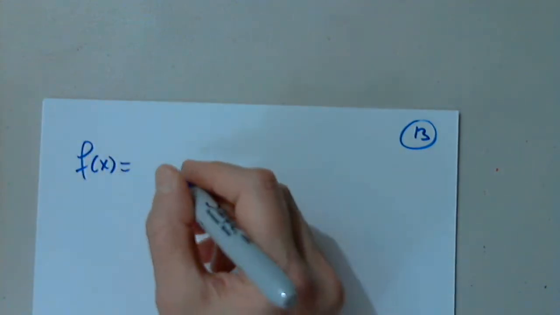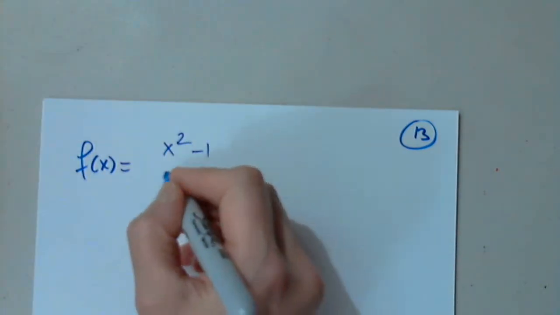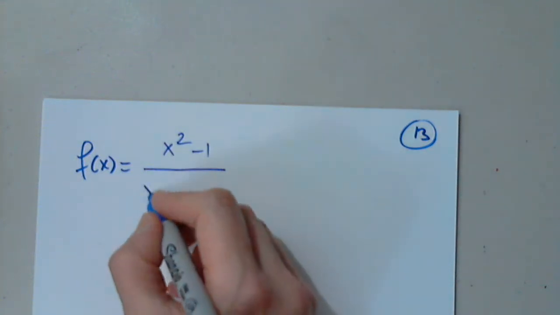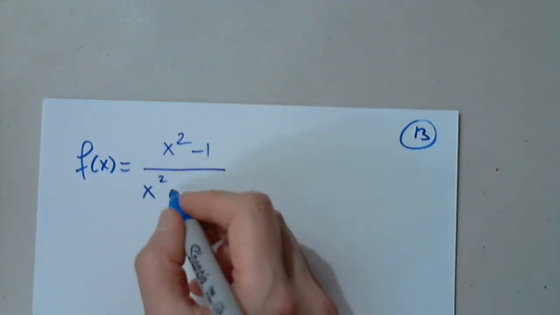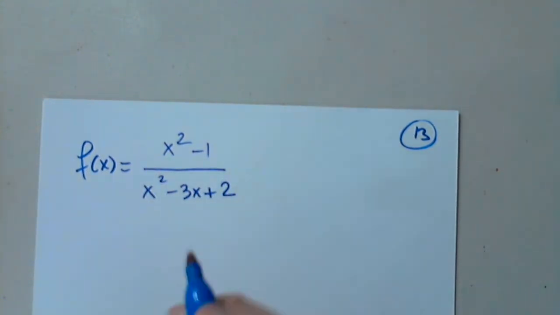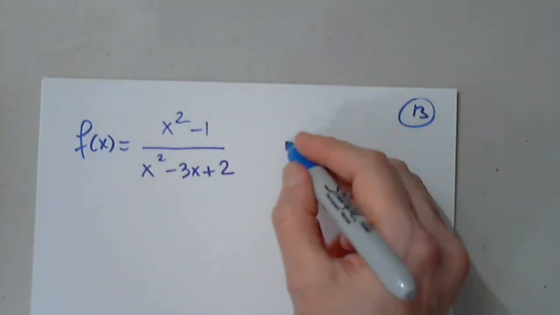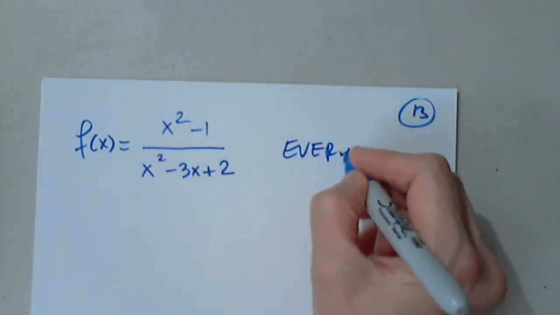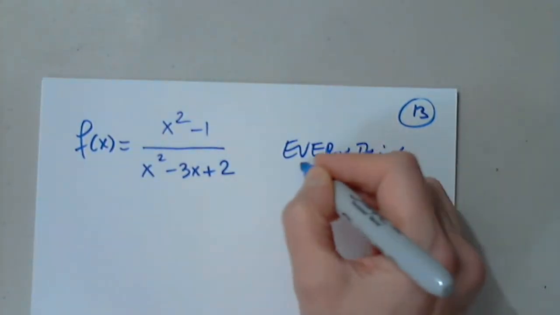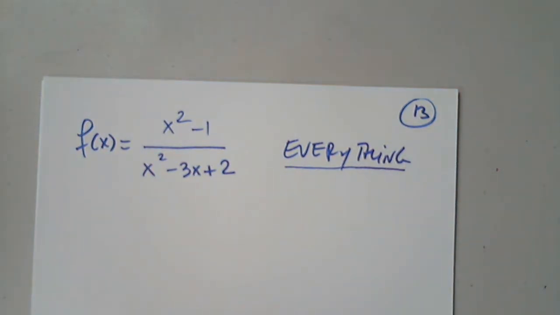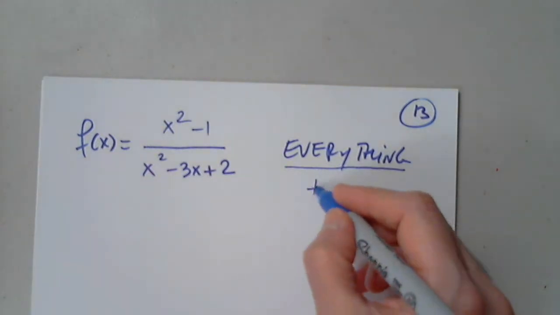So let's say f of x equals (x squared minus 1) over (x squared minus 3x plus 2). They're asking us to determine everything and graph the function.